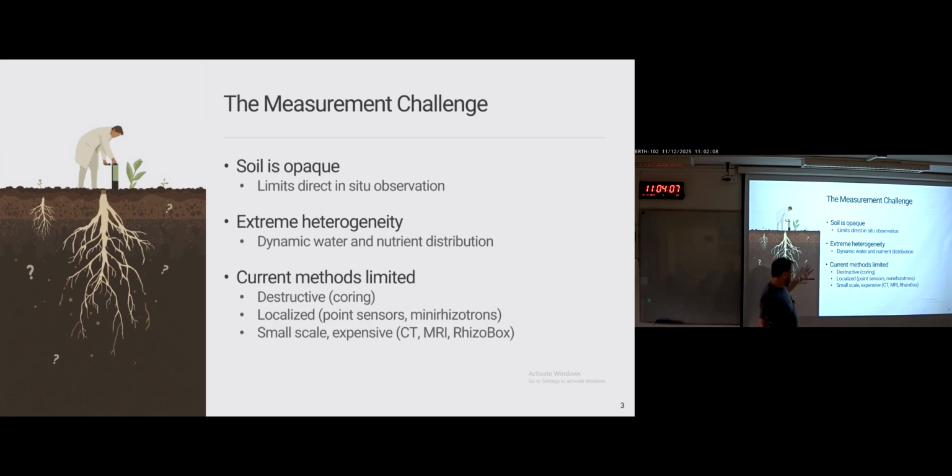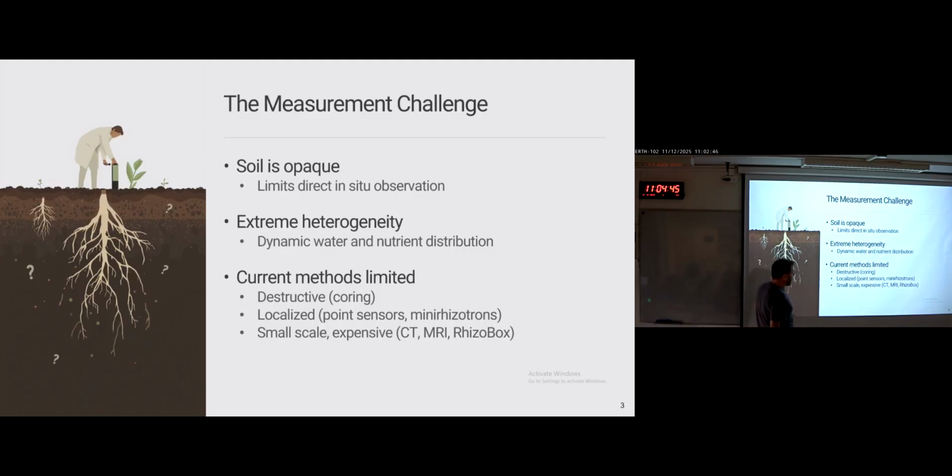And the current methods that we have, the most traditional established method, is coring, so just to take soil or root samples. And of course, this is destructive. We cannot go back to the same location and sample again. It is also expensive if you want to sample in many locations. And of course, it's really hard to take into account this huge heterogeneity and dynamics that I'm talking about when we make some local samples.